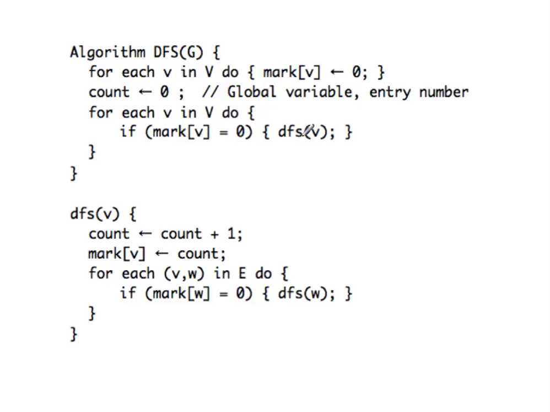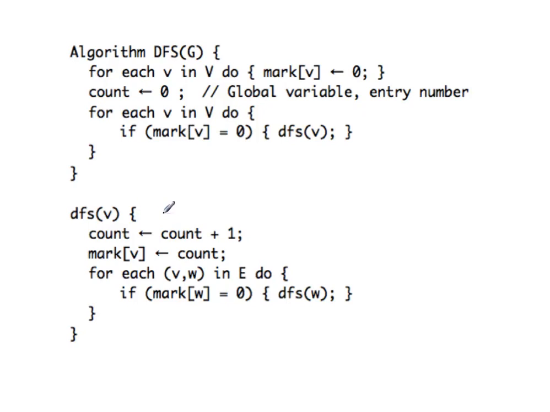When we initiate a DFS, we come to this function. The first thing we do is we increment the count, and we mark this vertex with its entry number. So the entry number of this vertex is the new count. Now for every edge VW, that is every outgoing edge from V, we check if W has already been marked, in other words, if it has a non-zero mark. If it has a 0 mark, it has not been visited so far, and so we recursively explore from W, and eventually when we finish exploring all the edges outgoing from V, we will return from V. So this is a straightforward recursive implementation of DFS.